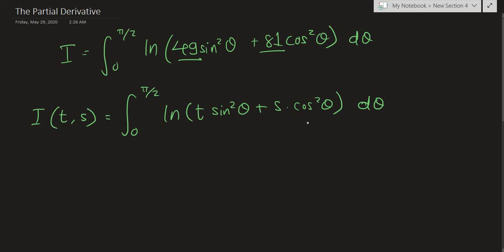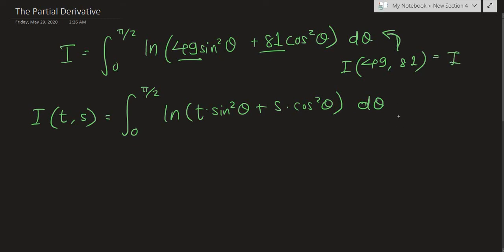d theta. So notice that, as I said, we should not tamper with the original variables, but we never spoke about tampering with the constants, right? So that means you can actually play around with the constants. So instead of the constants, I've introduced these parameters over here, such that if you want to get back your I, you just plug in 49 in place of t and 81 in place of s, and you get your original integral back.